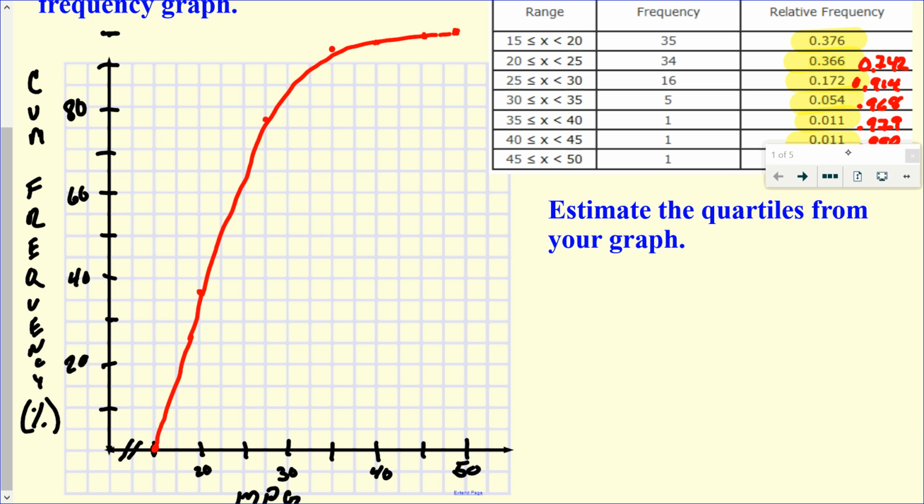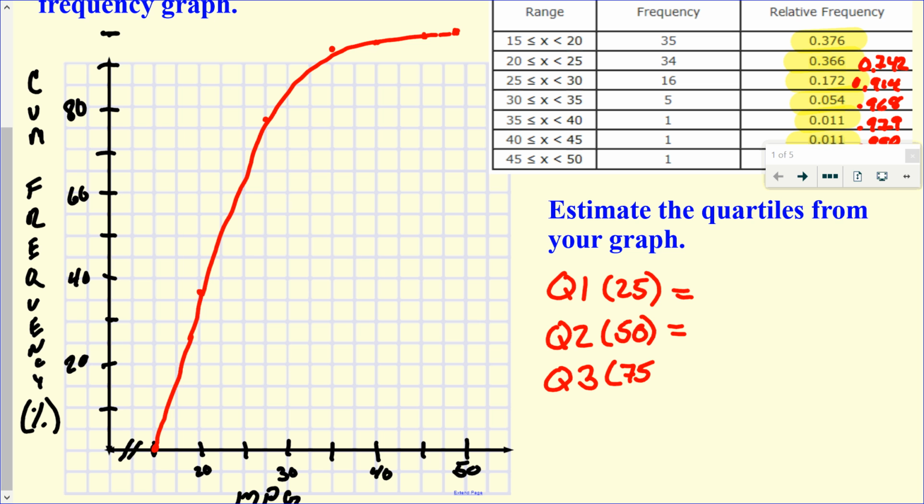Now, to follow up on our follow-up question, we want to estimate the quartiles. That means those are percent. So we know Q1, which is 25. Q2 is at 50. And Q3 will be at 75. So we go up here, 25.